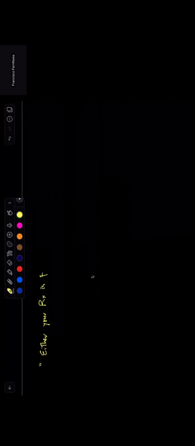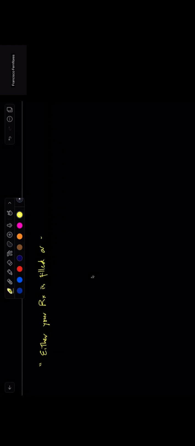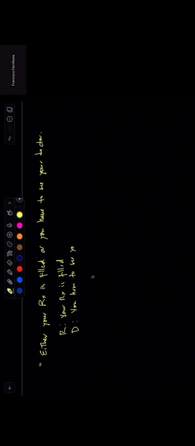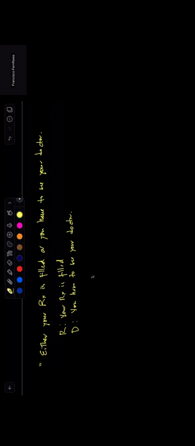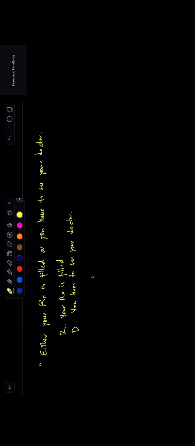Suppose you go to the pharmacist and the pharmacist says, either your prescription is filled or you have to see your doctor. And let's think about how we might symbolize this. Okay, so R is your prescription is filled, and D, you have to see your doctor. Well, if you think about it, what the pharmacist probably meant is that either your prescription is filled or you have to see your doctor, but not both, right? It's not both the case that your prescription is going to be filled and you have to see your doctor.